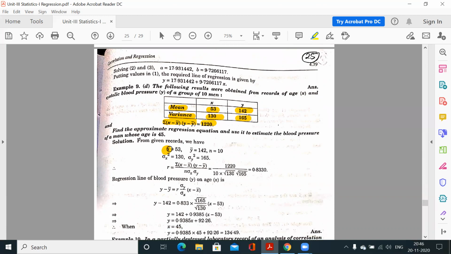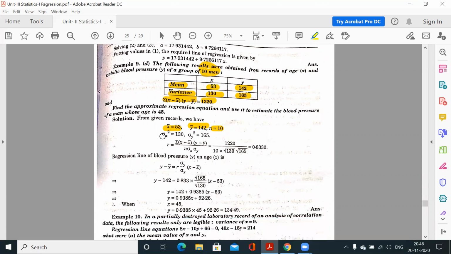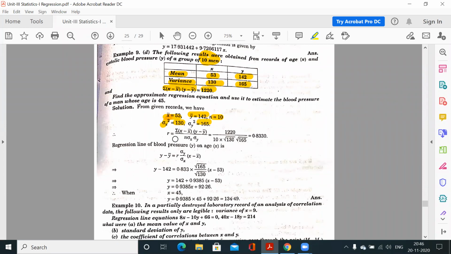So x bar is 53, y bar is 142, n is 10, given here. So 10 means the observation points are 10, n is 10. Sigma x square, the variance, is 130 for x data, and the variance is 165 for y data. So what is the R? If you remember, summation x minus x bar, y minus y bar, this is another formula for a correlation coefficient.